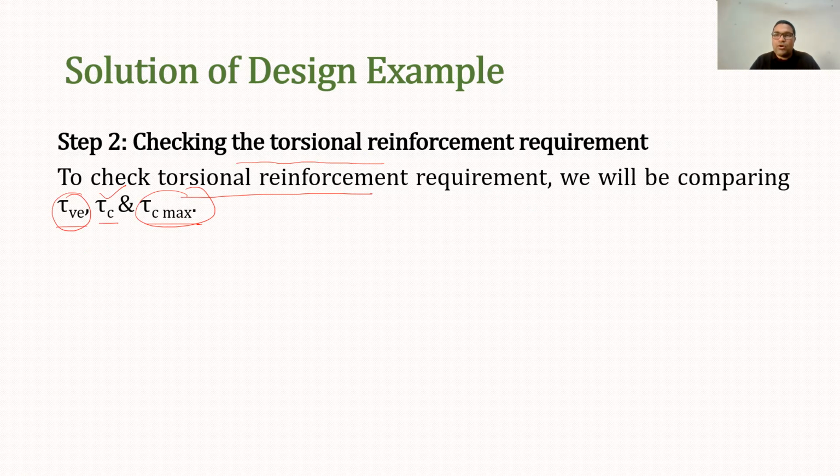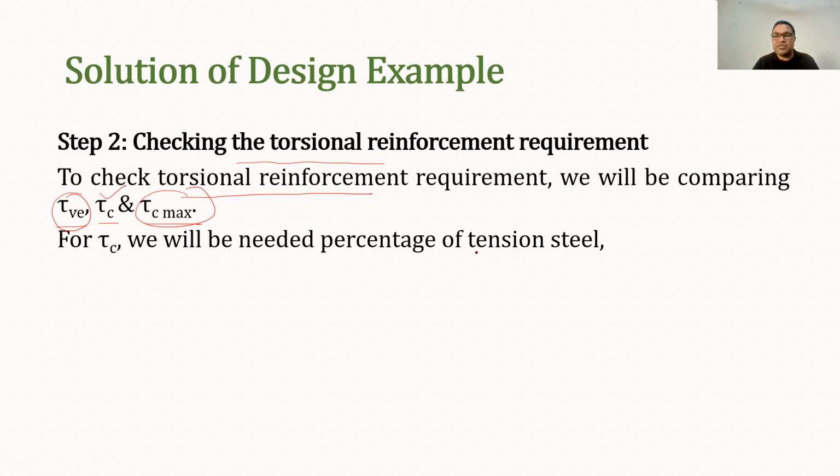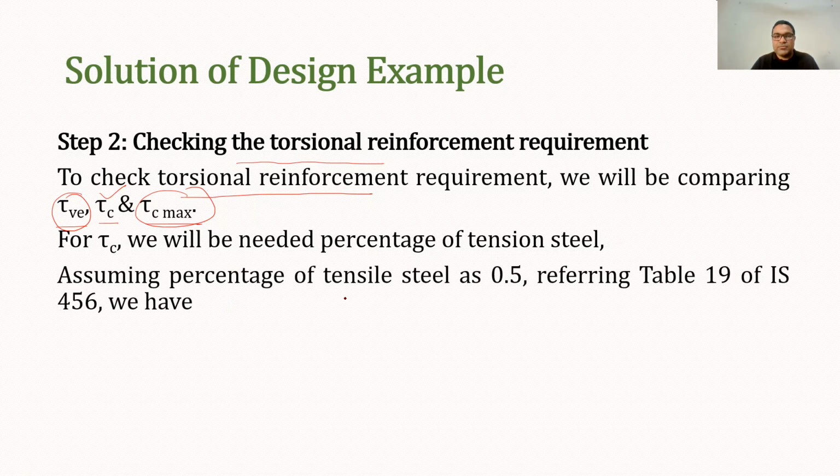Now tau C is called the permissible shear strength of the concrete. And this permissible shear strength of concrete actually depends on the percentage of tension reinforcement. For the time being, we don't know what percentage of tension reinforcement there will be in the beam because we are required to find that out. So therefore, we have to assume the percentage of tension reinforcement. Generally, in our problems, we assume 0.5% of tension reinforcement.